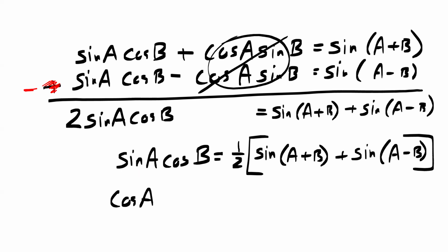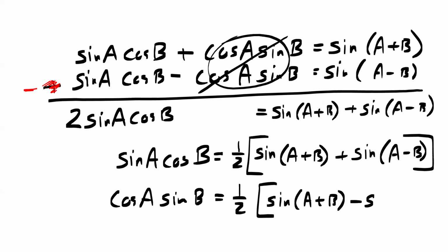So that gives us the next formula. I'll just write it down. Let's see. How about this? Cosine of A sine B equals 1/2 of the sine of A plus B minus the sine of A minus B. Now it's the subtraction between the two. Are we good there? All right.